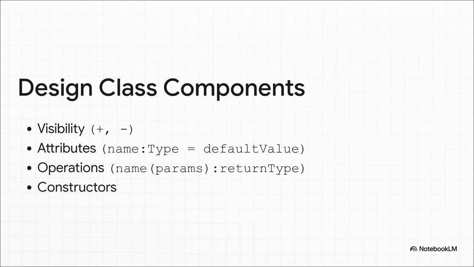So let's do a quick recap of the syntax. For visibility, you're using a plus for public and a minus for private. Attributes follow that simple name, type, equal default value pattern. And operations, or methods, they get their full signature. And of course, we're also explicitly defining the constructors needed for creating our objects.